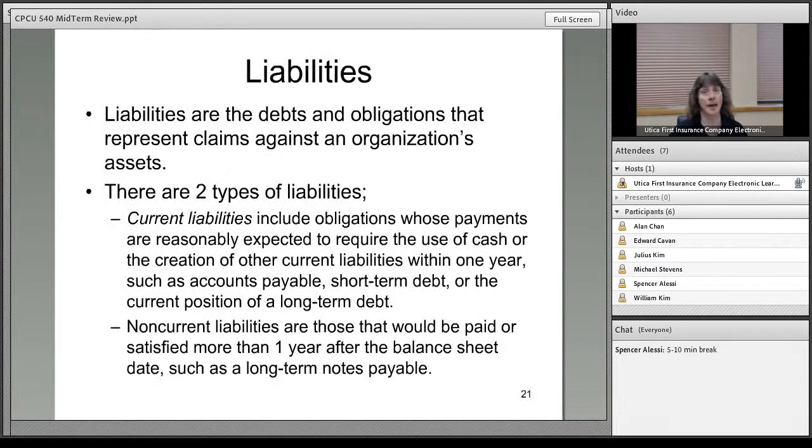Same thing with liabilities on a balance sheet. There's current and non-current, okay? Same thought. Current liability is something that the insurance company owes within a year. Non-current are those that would be paid or satisfied beyond a year.